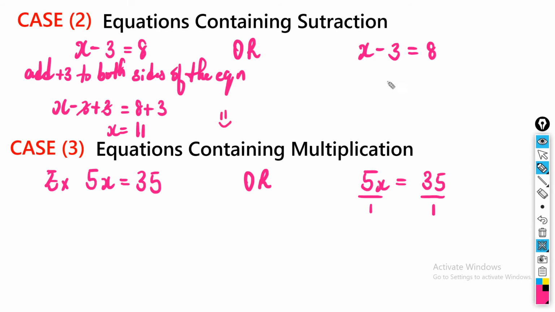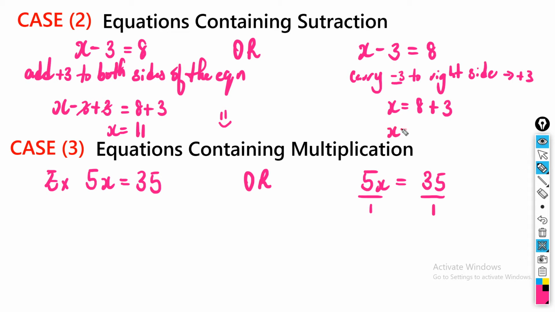Or we can carry the negative 3 to the right side of the equation, and we're going to end up with x is equal to 8 plus 3, because when we carry this negative 3 to the right side of the equation, it ends up being a positive 3, right? Because the signs change, and we're going to end up with x is equal to 11. Cool. So those are two ways to do it.